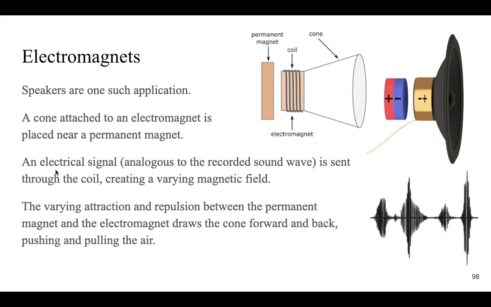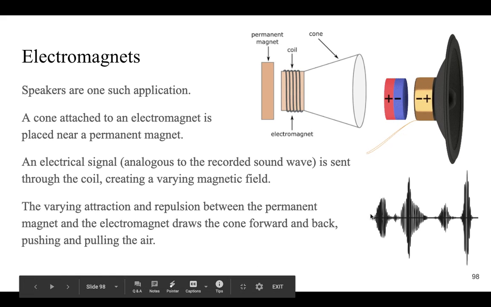Sorry, let me restate that. This electrical signal is analogous to the sound wave, which is waves of air vibrations, changes in air pressure. The electrical signal is analogous to that sound wave, and it goes through the coil. So here's just an example of a sound wave. This is going up and down at not one clean frequency. This is a mix of frequencies.